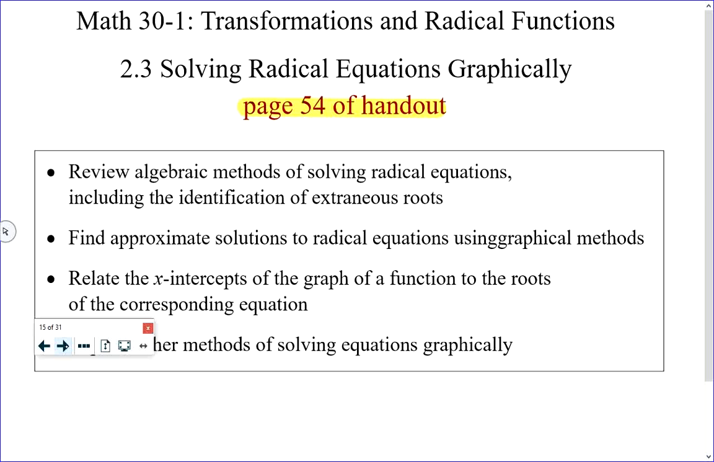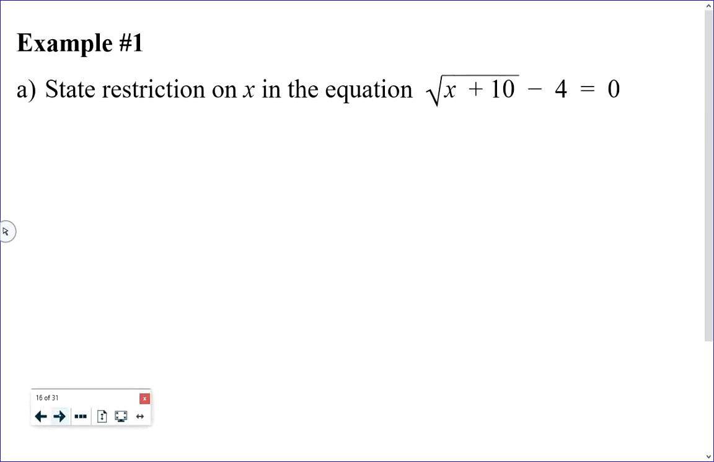Then what we're going to be doing is looking at solving radical equations graphically. And that's what the last 3 bullets is about. We'll get into the nuts and bolts of that at the time. So number 1 gives you a radical equation, and we are asked for a statement of the restriction on the variable. Now listen very carefully.